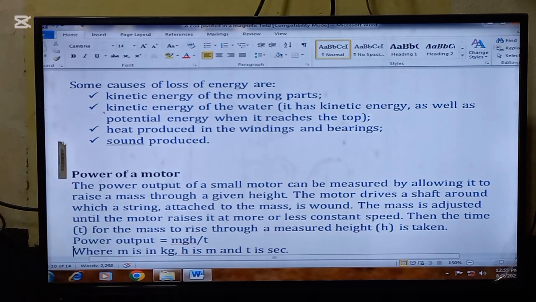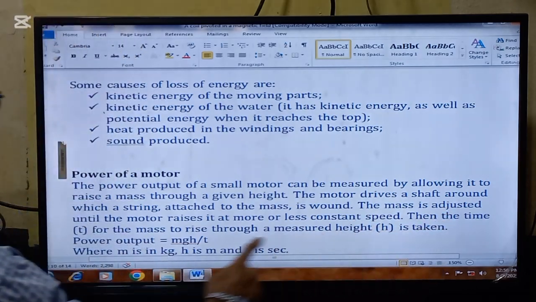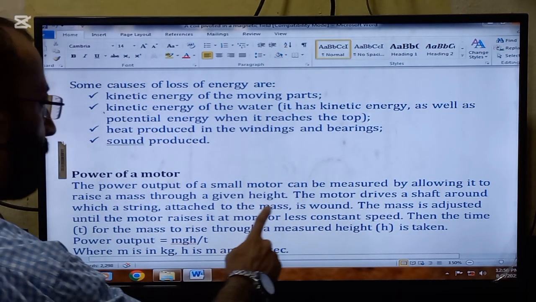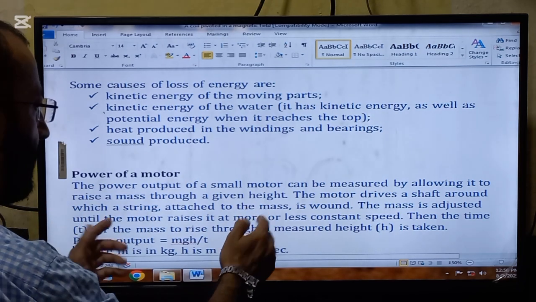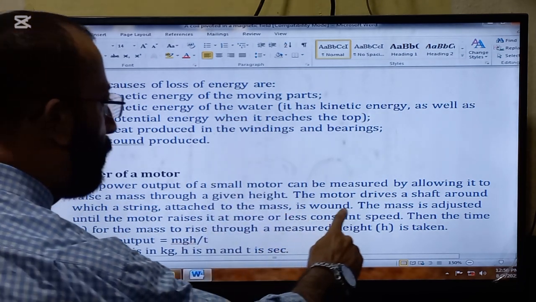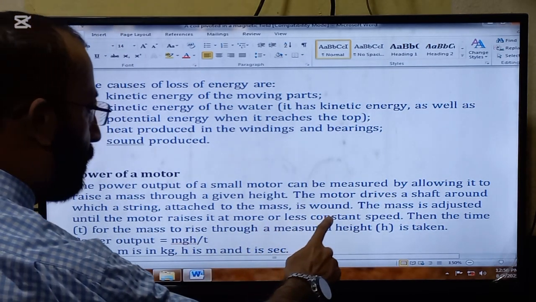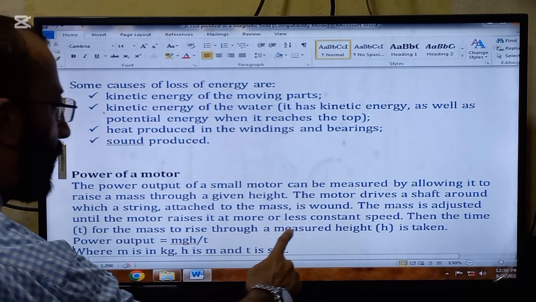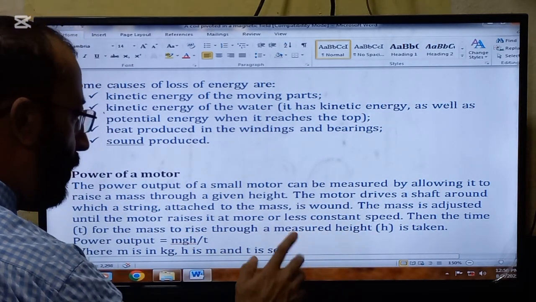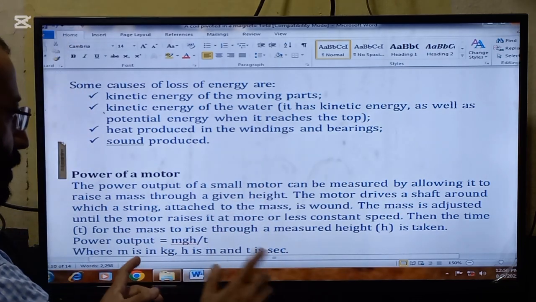The next thing that we are going to read is the power of a motor. The power output of a small motor can be measured by allowing it to raise a mass through a given height. So the mass should be known and the height should also be measured. The motor drives a shaft around which a string attached to the mass is wound. The mass is adjusted until the motor raises it at more or less constant speed. So the motor should raise the mass with a constant speed, so the mass should be adjusted.